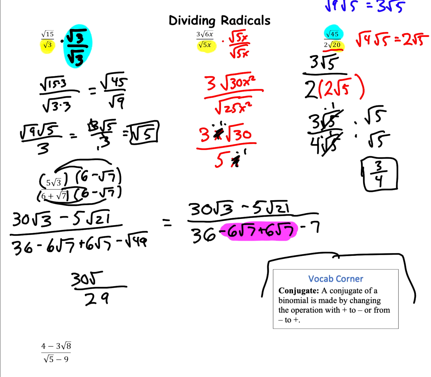Can't do anything with the numerator, so it'll be 30 radical 3 minus 5 radical 21. And that is fully simplified. We can't factor anything else out. And that is a fully simplified answer for 5 radical 3 divided by 6 plus radical 7.